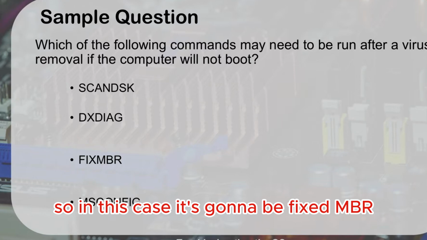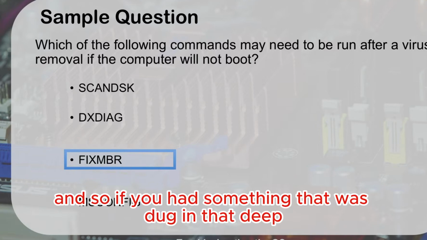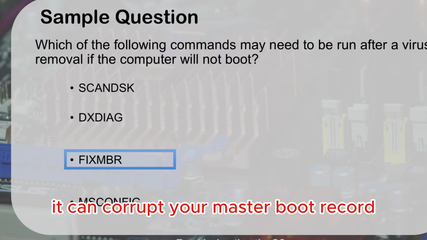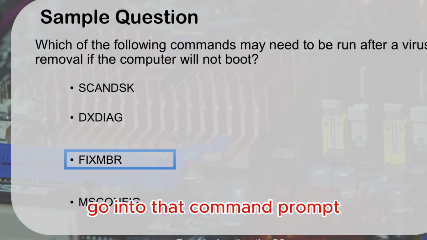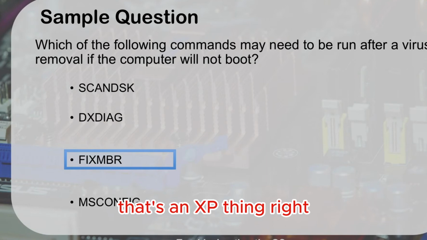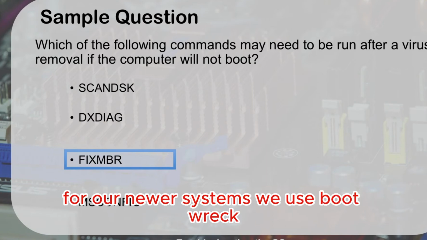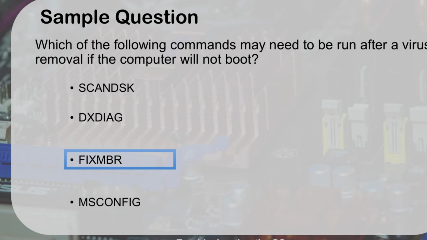So in this case, it's going to be fixmbr. Some viruses will attack your master boot record. And so if you had something that was dug in that deep, it can corrupt your master boot record. So you'll boot from your Windows CD, go into that command prompt, run fixmbr, which is again, that's an XP thing, right? For our newer systems, we would use bootrec /fixboot on Windows 7 or Windows Vista, and it would fix that.